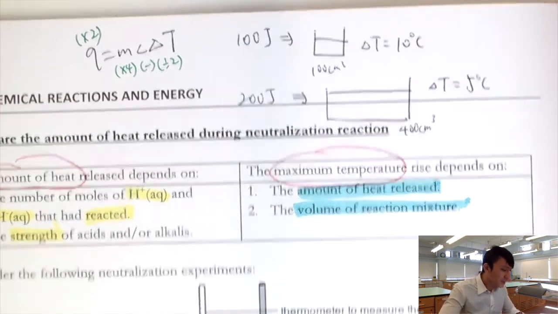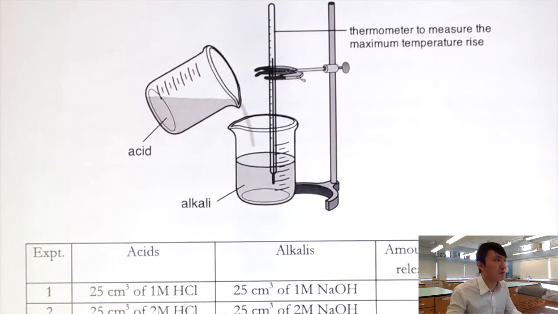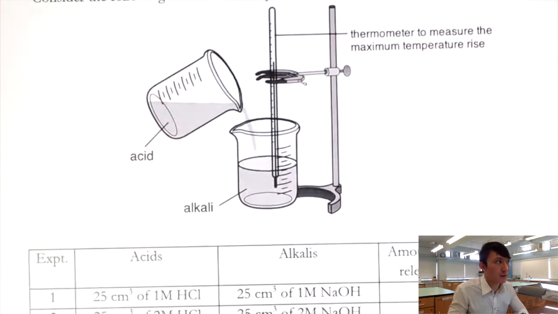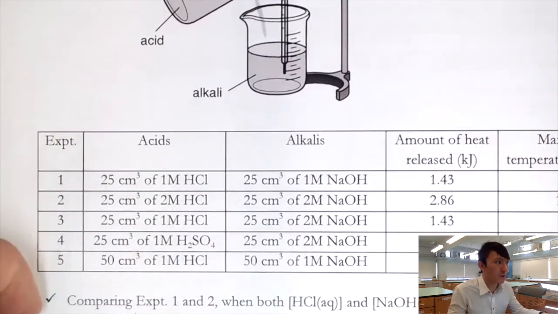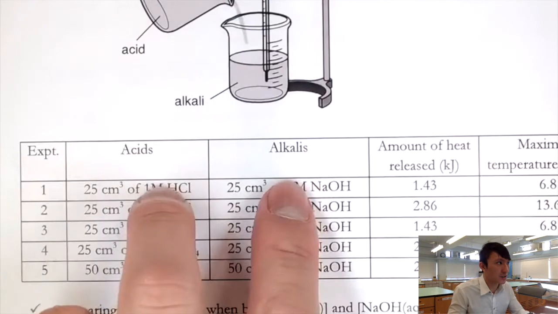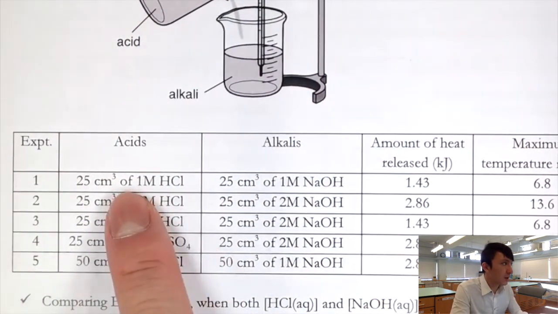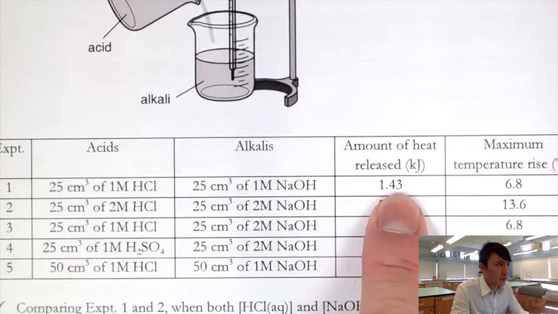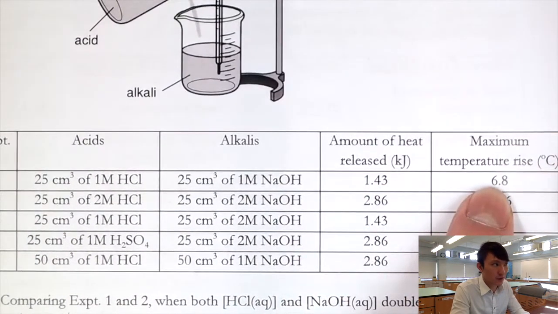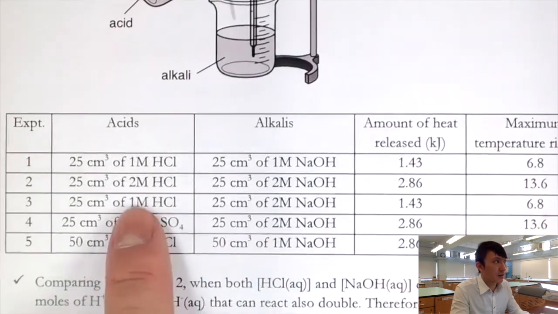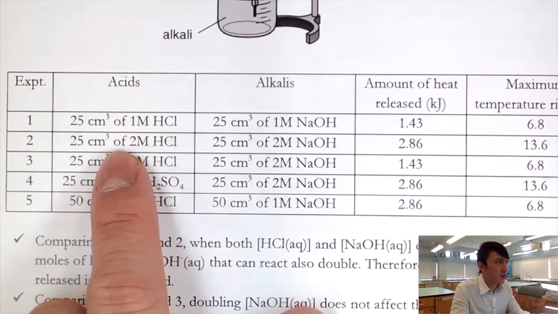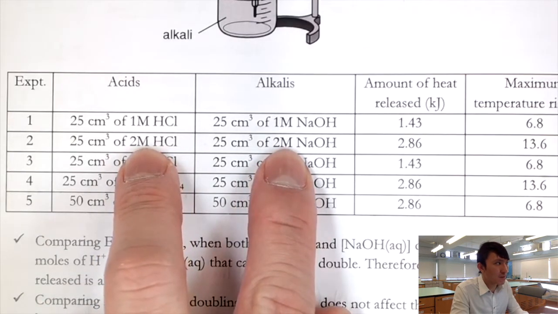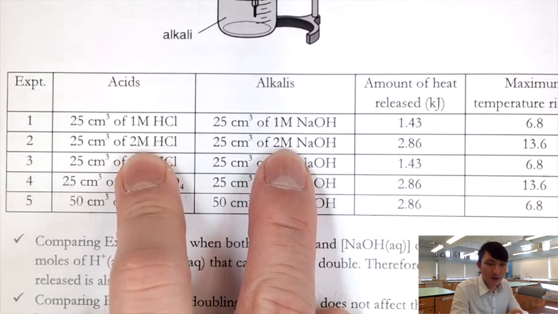Now, if you look at this very simple setup, acid mixed with alkali, using a thermometer to measure the maximum temperature rise, and we perform 5 different experiments with different combinations. So you see here, 25 cm3 of each mixed together releases this quantity of heat and there's a maximum temperature rise. Should not be too difficult. But if you look at the second experiment, here we are using 2 M and 2 M. Now, having 2 M, of course, the number of mole of acid and alkali has been doubled.